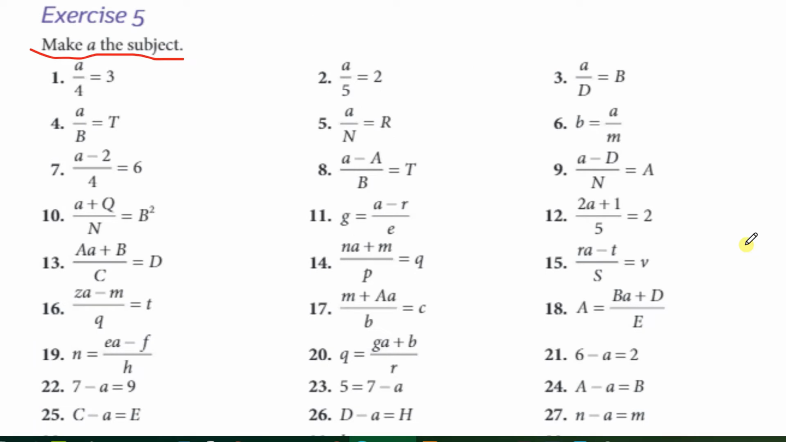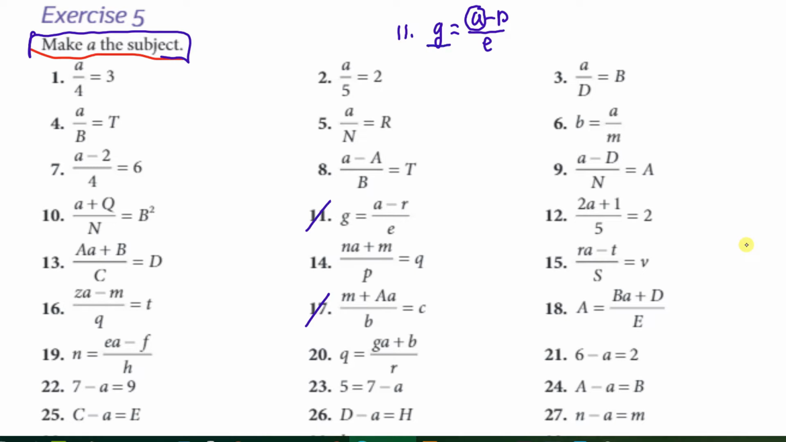Let me select some questions from here. Say a question is asking you to make e as a subject from here. Let me choose question 11 from here, then you can do another question, say 17. Okay, so if we do question number 11, it is written here g equals to a minus r divided by e. Our target is to make e as a subject. This is the e, so we need to isolate that one on another side.